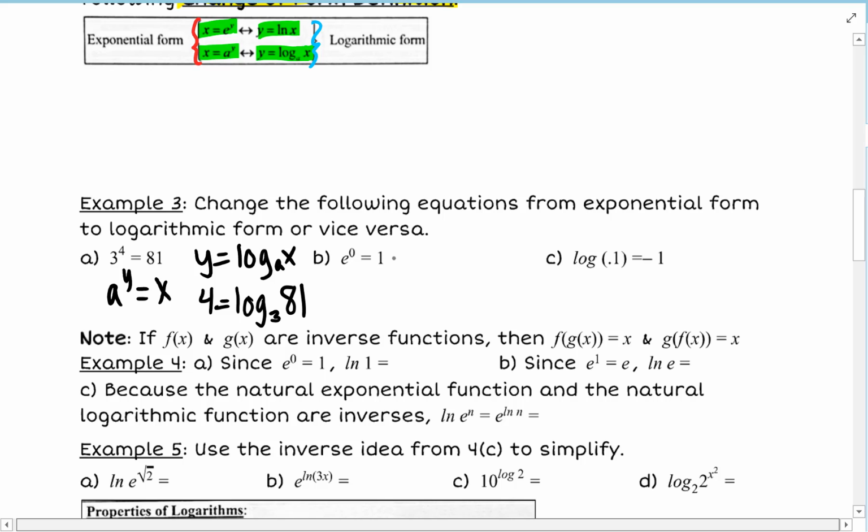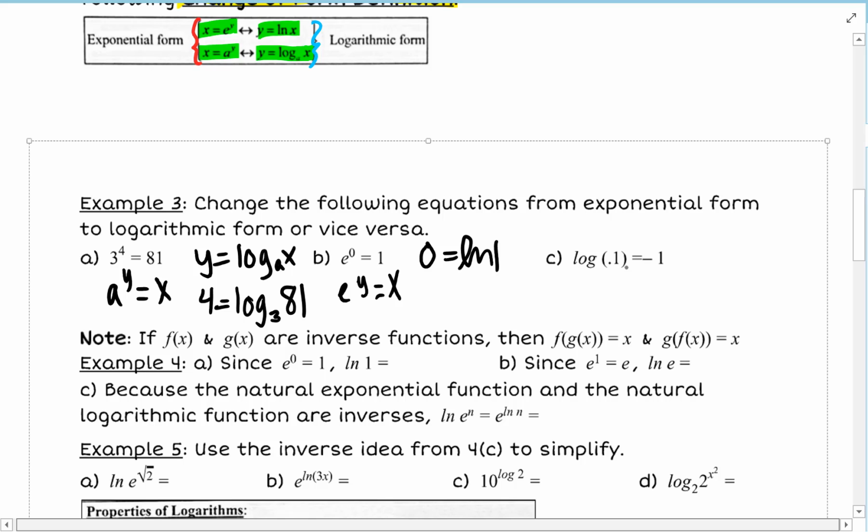e to the 0 equals 1. This is in exponential form as well. e to the y equals x. So to put it in logarithmic form, y equals natural log of x.